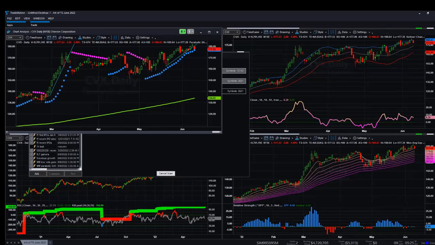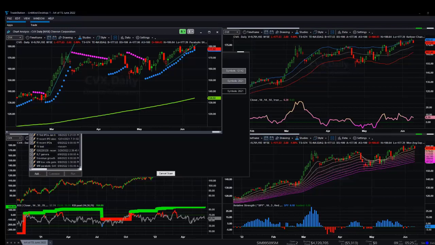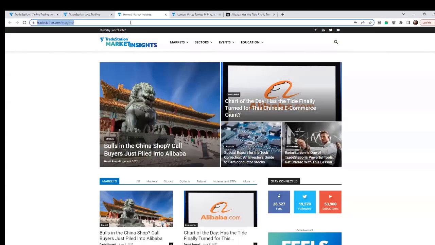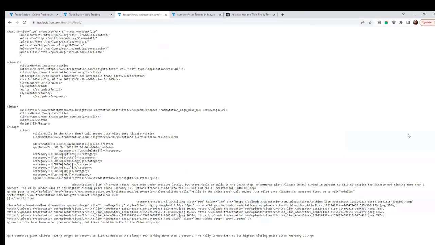I saw a question here. Can we get a feed from Market Insights? If you're interested in the RSS feed, there actually is an RSS feed on it. If you go to Market Insights and type in feed, you can put an RSS feed into an RSS feed reader or something like that.